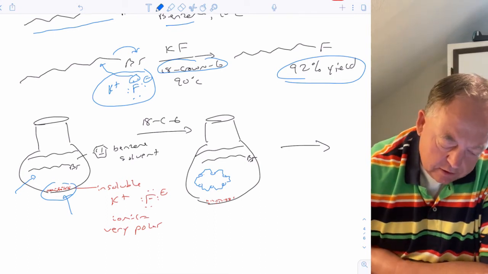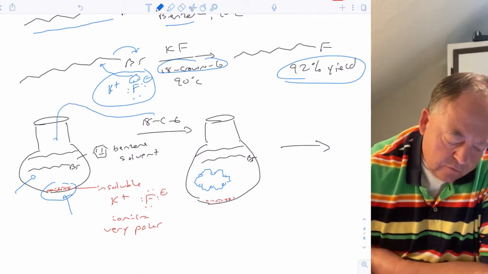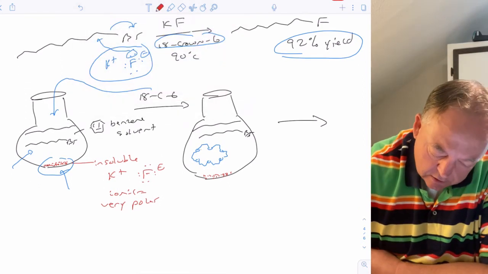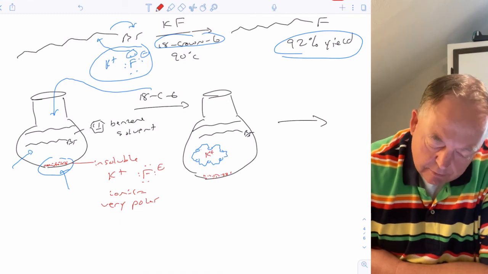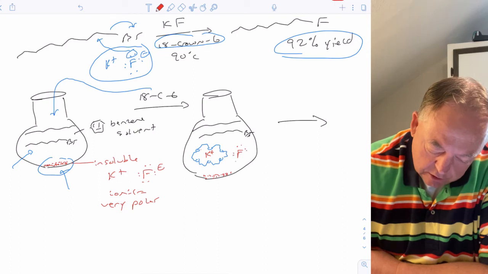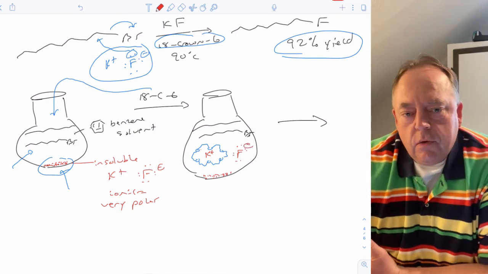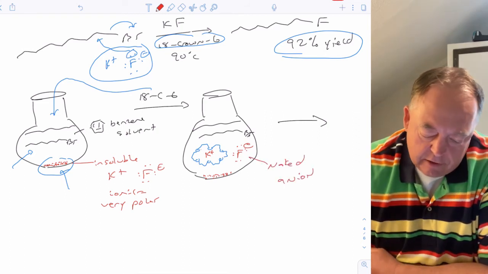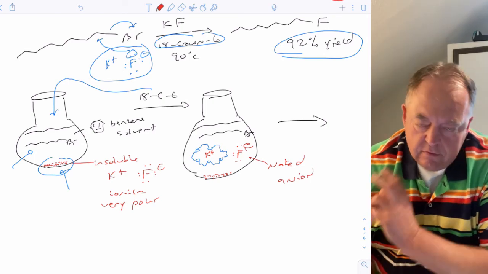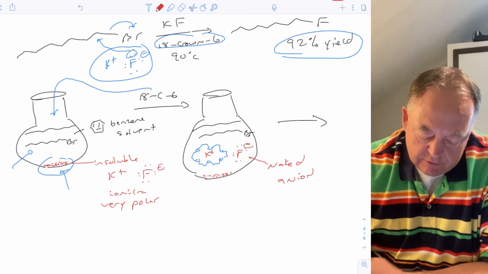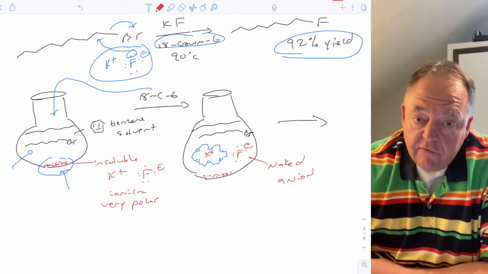So what happens if you put some 18-crown-6 into the flask? If you add some 18-crown-6, the potassium can be bound by the crown ether, and if potassium goes into solution, then fluoride has to go into solution as well. So you now have what's called a naked anion, because the potassium is bound by the crown ether. Basically this is serving as a phase transfer catalyst.